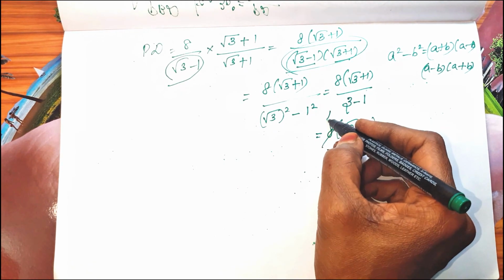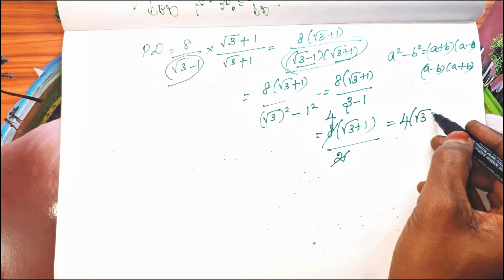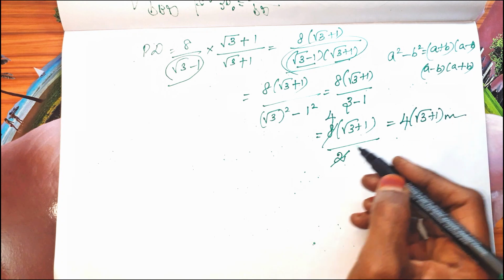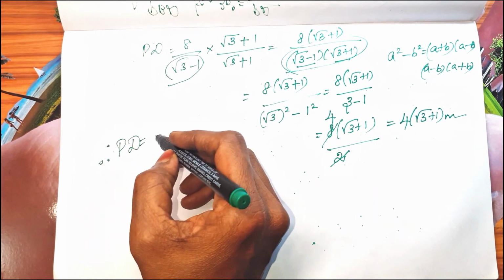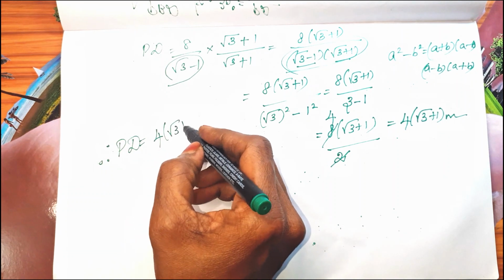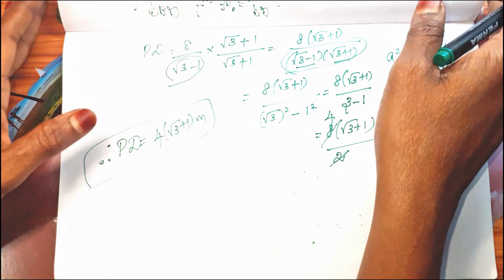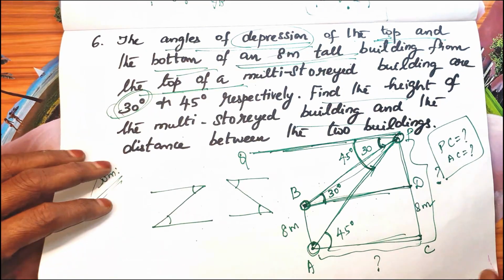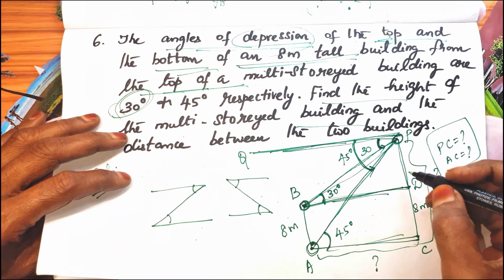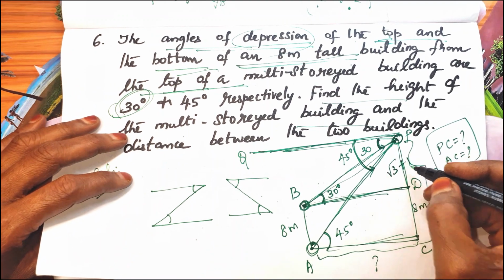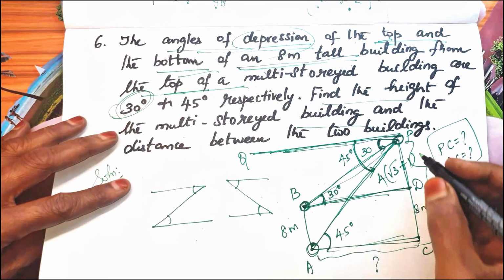We can cancel this. So finally we are getting 4 into root 3 plus 1 meters. What is it? It is PD. Therefore, PD we got as 4 into root 3 plus 1 meters. Am I right? See the diagram. This PD we got as 4 into root 3 plus 1 meters.